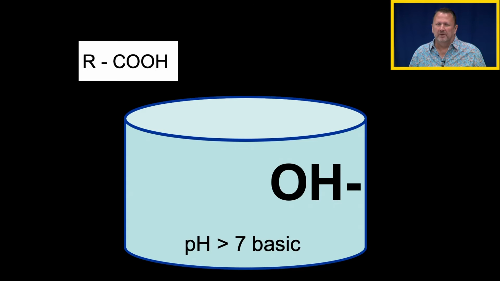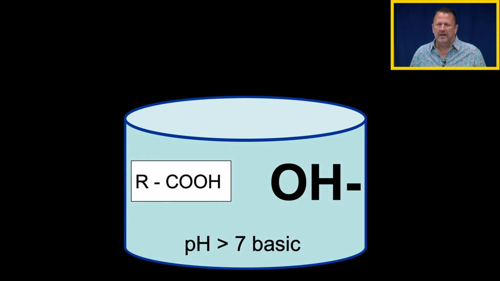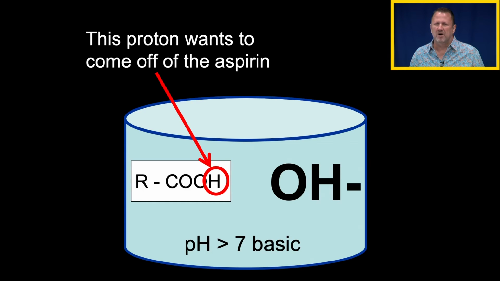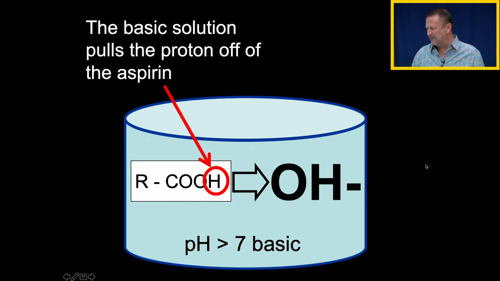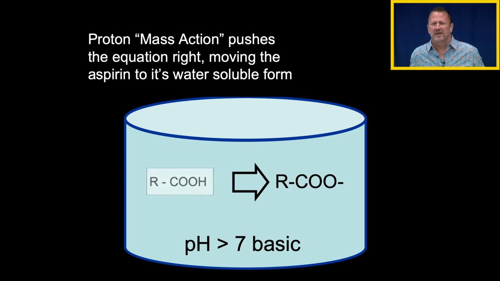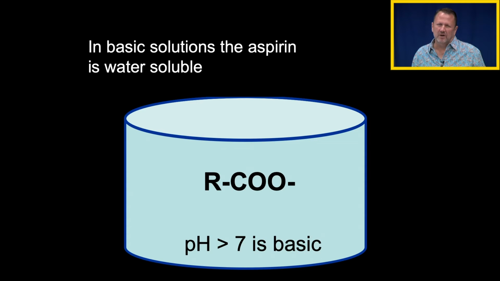All right, so there's my aspirin, there's my weak acid, and again, when I put this into solution, we want this proton to come off the aspirin. And here's this hydroxide ion more than willing to take that proton off of the aspirin. So what happens? Mass action is pushing the equation to the right because of the basic solution. So because the solution is basic, it's pulling the proton off the aspirin. So in basic solutions, the aspirin is in its water-soluble form.